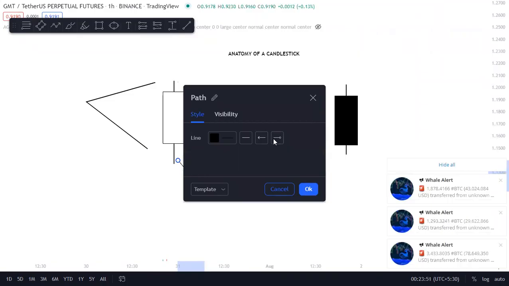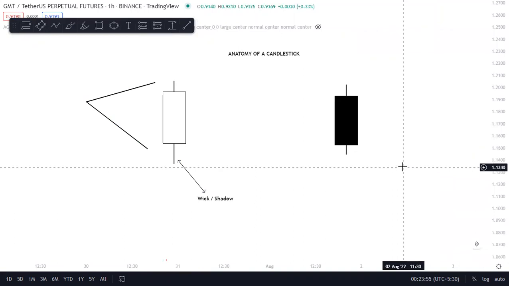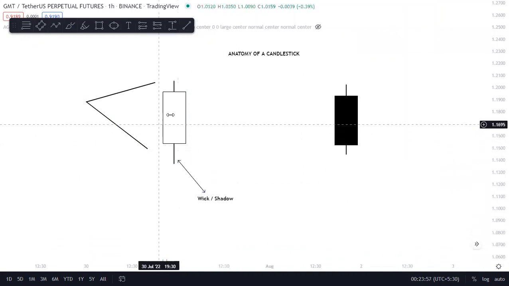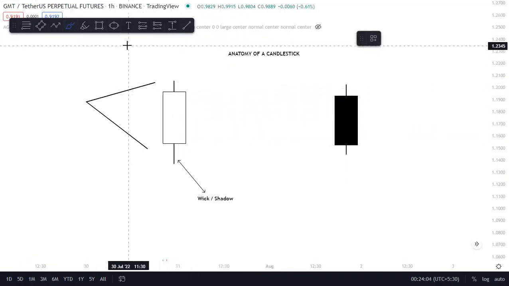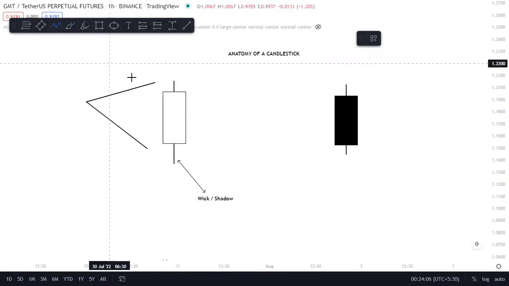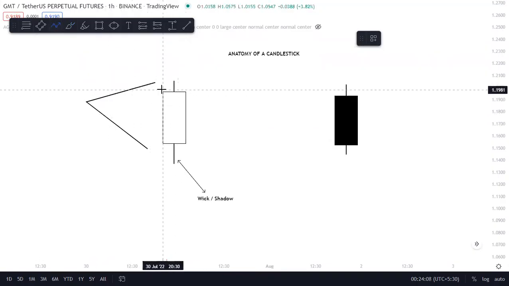So you call that a wick or a shadow, right? Then this thing, you call the body, right? You see here as a whole. I'm going to mark it to show you.